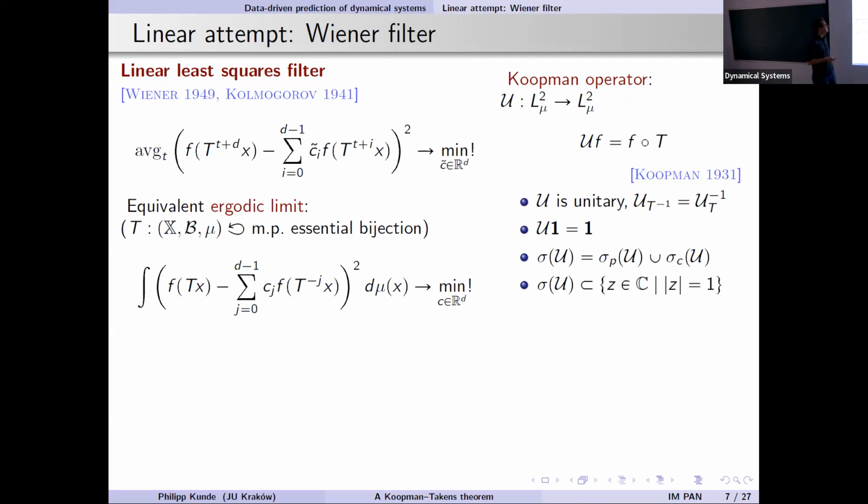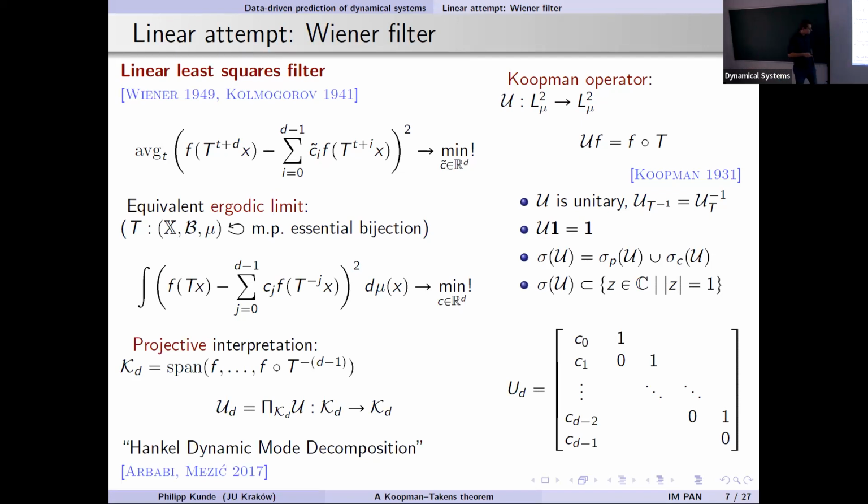And for the spectrum, you can check that this is actually just the point part and the continuous part, so there is no residual spectrum. And the spectrum is contained in the unit circle.